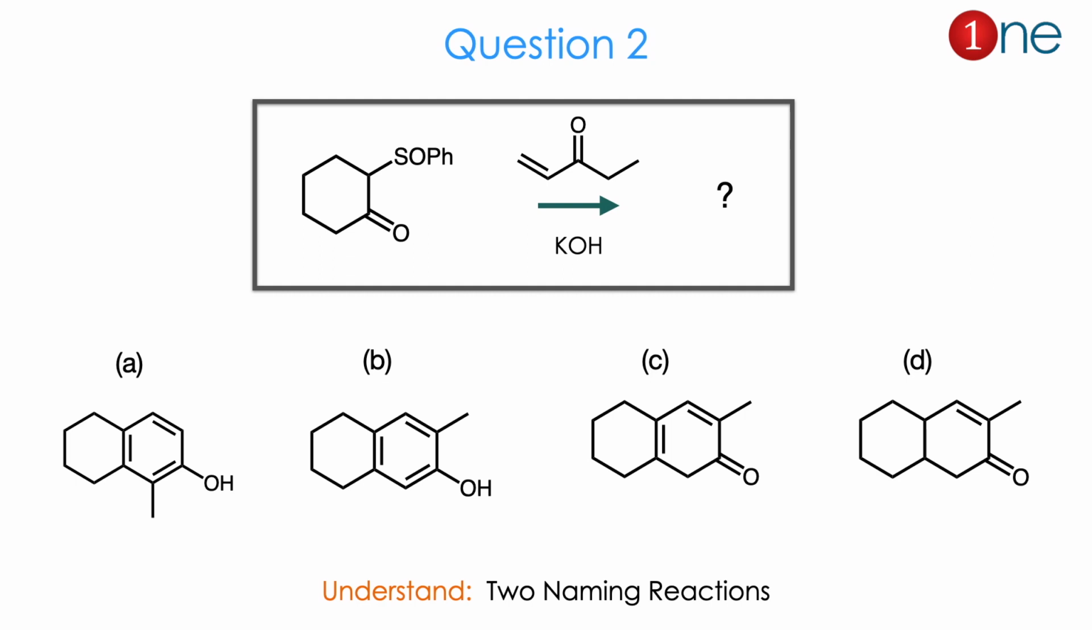Then question number 2. The starting material contains a cyclohexane ring with a ketone and the SOPh is there. Then you are using a conjugated ketone with an alkene on one side and an ethyl group on the other. You are using a base. They ask you to find the product. The products are cyclized with a new ring, which can be a benzene, or a conjugated double bond, or a conjugated diene. So here you have to understand that from the reagent and product, 2 named reactions are involved. The answer is A. Let us see how.